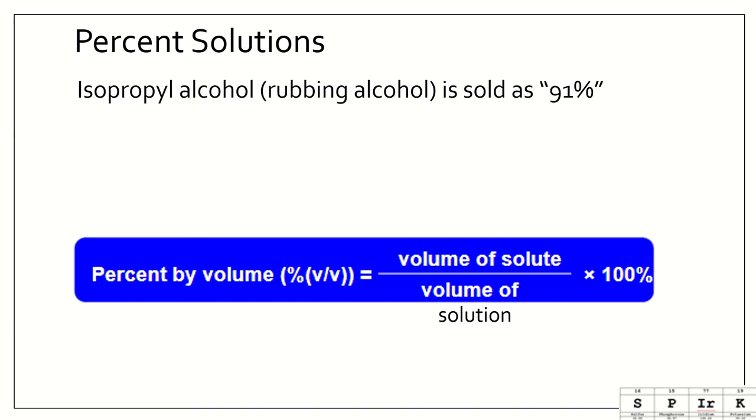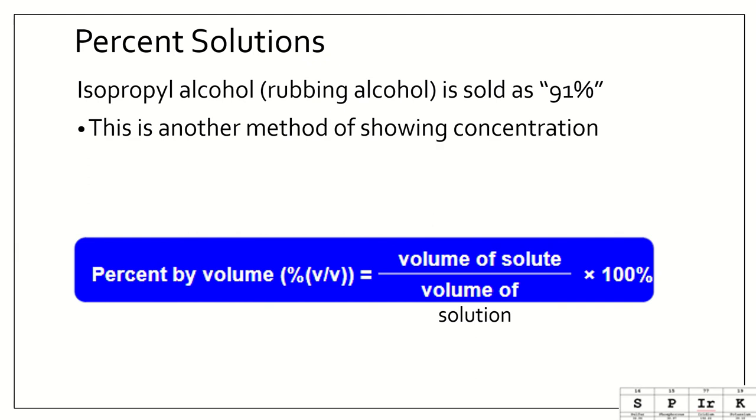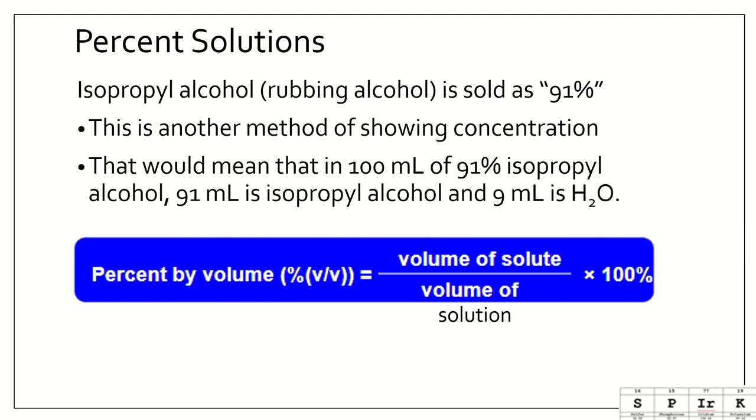All right, so we can also do things by percent, and we're just going to talk about this. We're not going to solve. So isopropyl alcohol, which is rubbing alcohol that you can buy at the store, is sold as, you'll see on the bottle, 91% isopropyl alcohol. So this is just another method that some people use to show concentration. That would mean that in 100 milliliters of 91% isopropyl alcohol, 91 milliliters is isopropyl alcohol, and 9 milliliters is water. So here's that calculation.